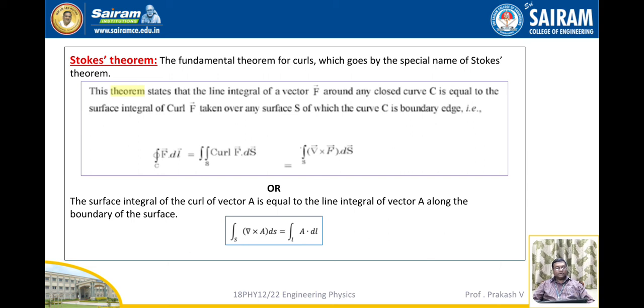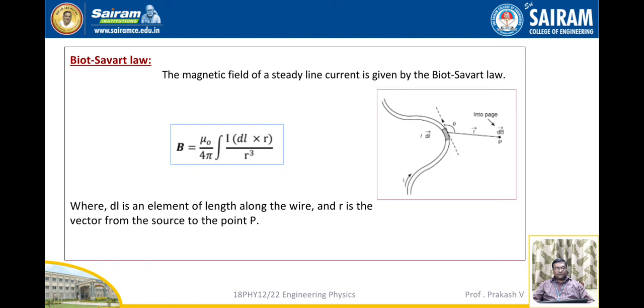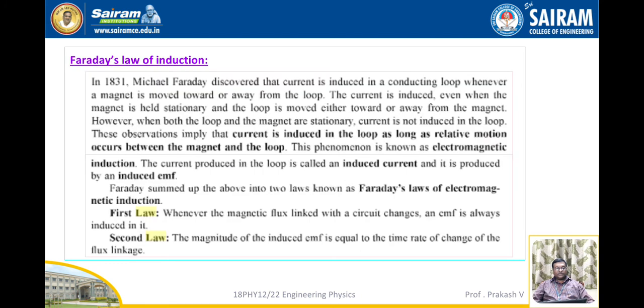Next, Biot-Savart's law. The magnetic field of a steady line current is given by the Biot-Savart's law, that is B is equal to mu naught by 4 pi times the integral of I dl times r by r cubed. So here dl is an element of length along the wire and r is the vector from the source to the point P, as shown in the picture.